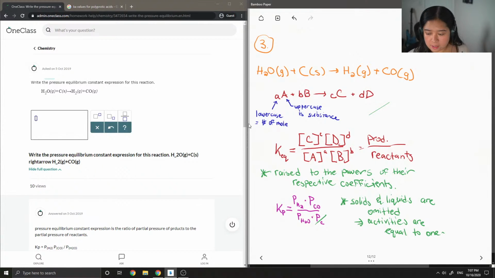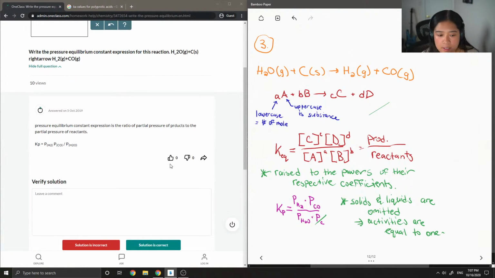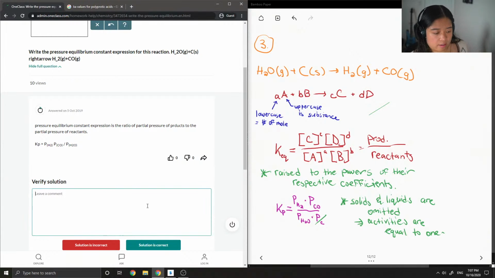Okay, so then we get Kp equals the pressure of hydrogen times the pressure of carbon monoxide divided by the pressure of H2O as our expression. And that is the same thing our junior tutor said. So the solution is correct.